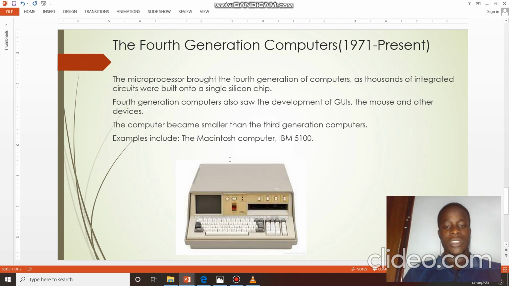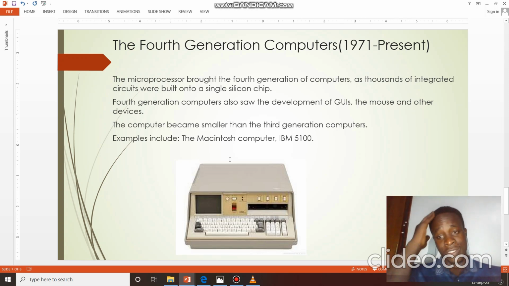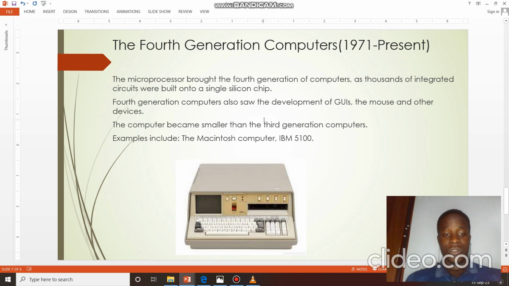The fourth generation of computers used microprocessors, with thousands of transistors per single silicon chip. This generation also saw the development of GUIs, the mouse, and other devices. An icon is one example of a graphical user interface. Computers became smaller. Examples include the Macintosh computer and the IBM 510.